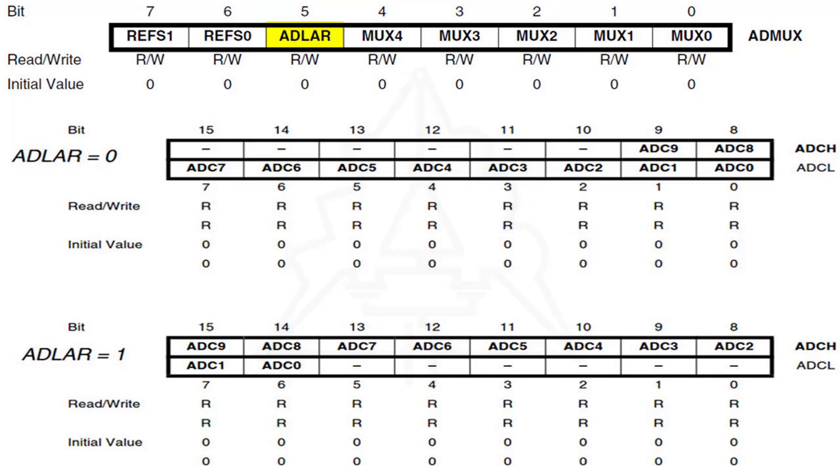The ADC generates a 10-bit result which is presented in the ADC data registers, ADCH and ADCL. By default, the result is presented right adjusted, but can optionally be presented left adjusted by setting the ADLAR bit in ADMUX.